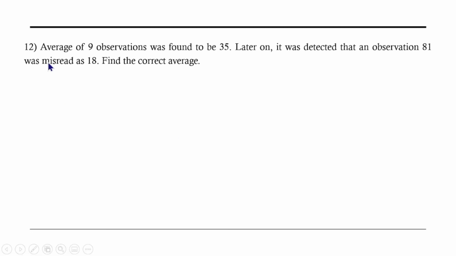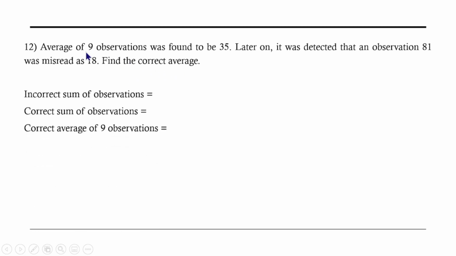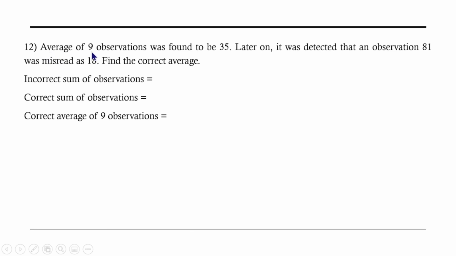Next question: the average of 9 observations was found to be 35. Later on it was detected that an observation 81 was misread as 18. Find the correct average. So it is given the average of 9 observations was found to be 35, but later it was found that instead of 81, the observation was read as 18. So we have to find the correct average.